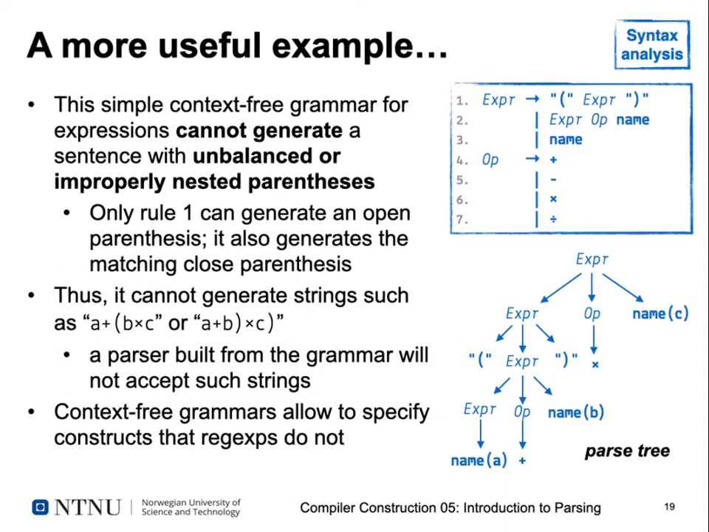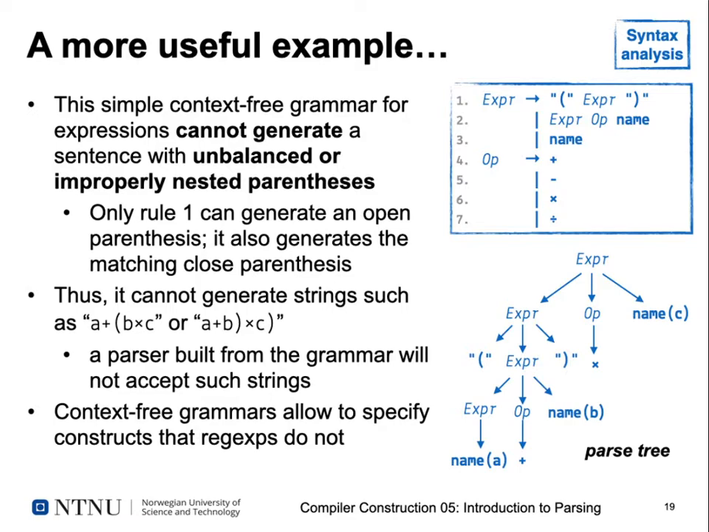All right. So this simple context-free grammar for expressions is great because it cannot generate a sentence with unbalanced or improperly nested parentheses, because we always add an opening and closing set of parentheses around an expression, and as we have to go through all of this recursively, we can ensure that the expression inside of our brackets is also valid, even if we include more brackets, because we're going down the chain and up again to continue all of our parsing here. So only rule 1 can generate an open parentheses, and this automatically after going through expression and whatever here, also generates a closing parentheses.